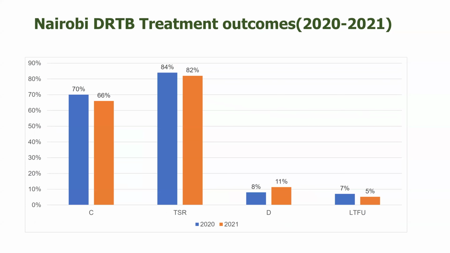Now we can also see the 2020 and 2021 drug-resistant TB treatment outcomes. Cure rate was at 70% in 2020, and 2021, 6%. Treatment success rate 84, and then it came back to 82%. The death rate here was at 8%, and then it went to 11%. So there is a problem there, and some interventions are being done. Loss to follow-up, 7%, and then it came back to 5% in 2021.